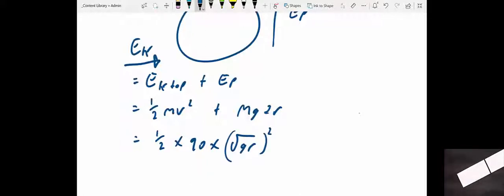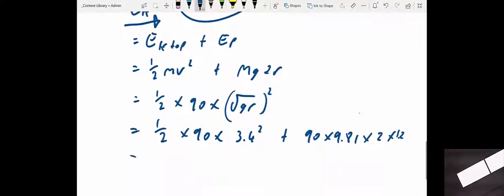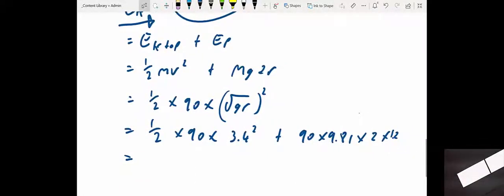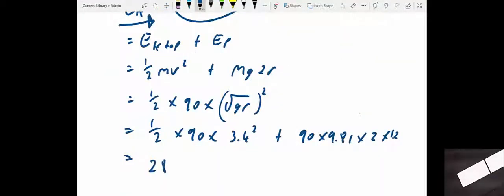And actually we already know that number from an earlier calculation, and that number was 3.4. And then we're going to go 90 times 9.81 times 2 times 1.2. So what have I got? I've got the weight force, the speed at the top, and then the amount of gravitational potential energy. If we work that out, we get 2880 joules. And so that's the total energy going in.